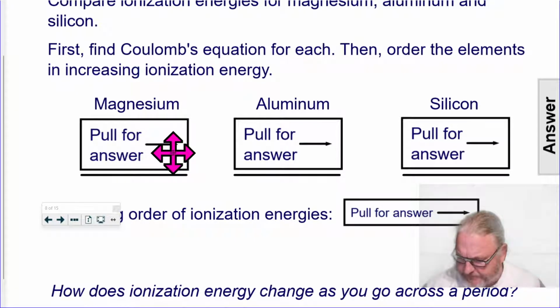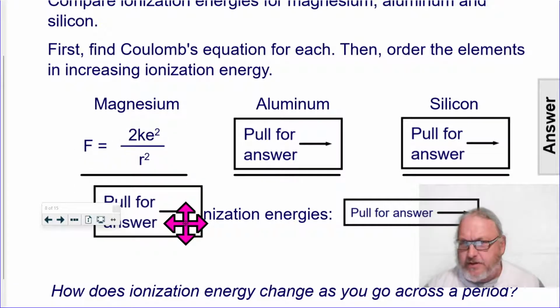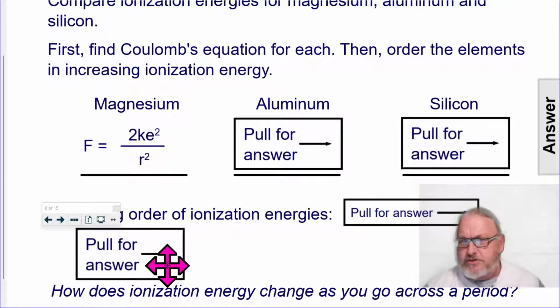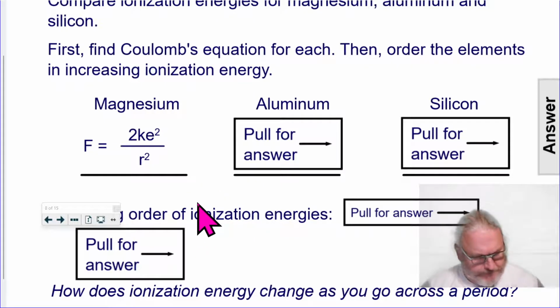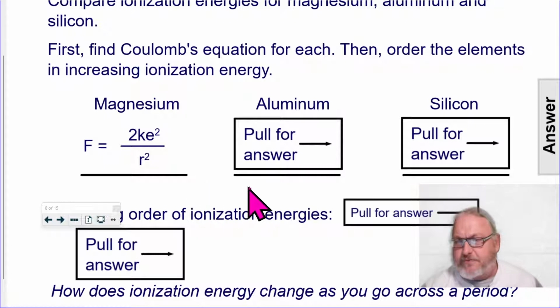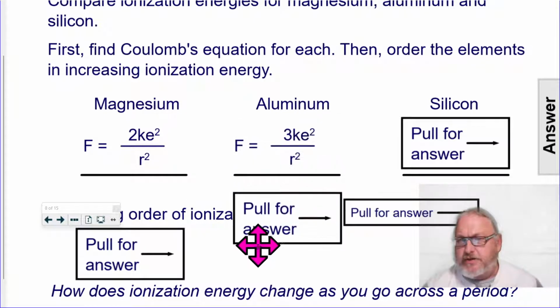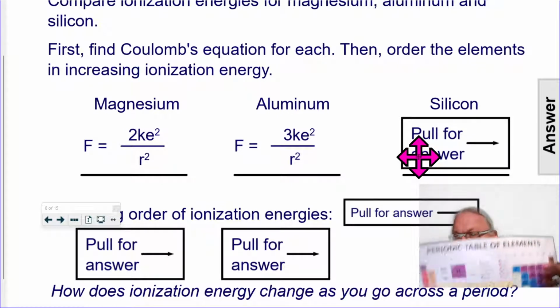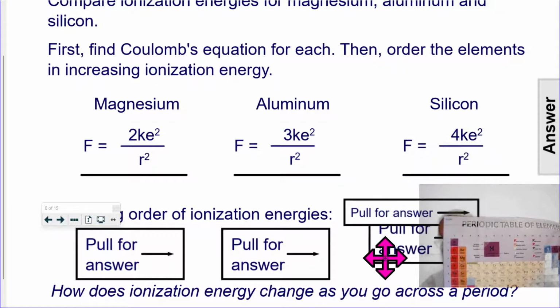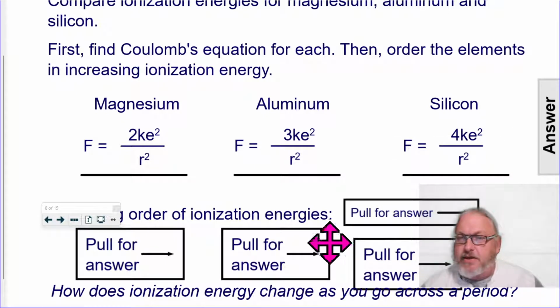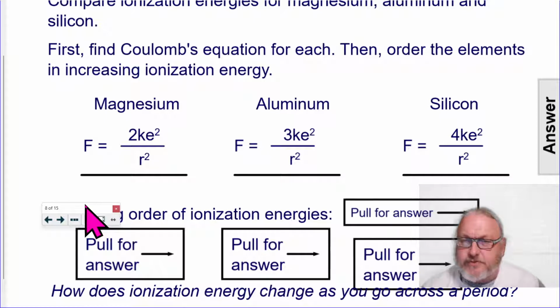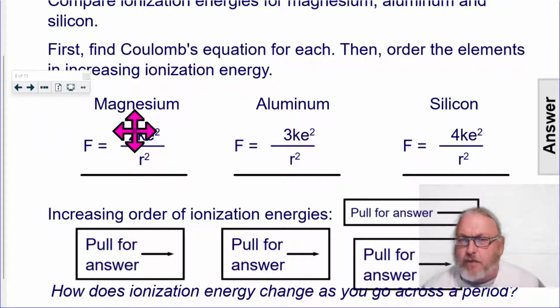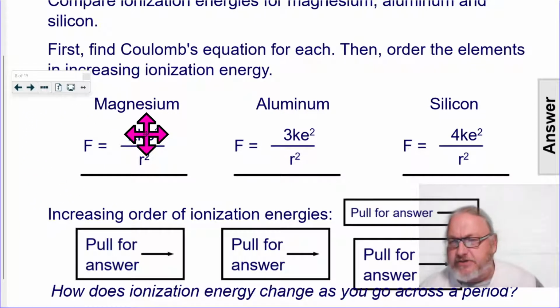Magnesium would have a Zeff of 2, so its Coulomb's equation should be F equals 2k squared over r squared. Aluminum has a Zeff of 3, so it should be 3k squared over r squared. And then silicon has a Zeff of 4, so it should be 4k squared over r squared. So let's think about what their ionization energies will be.